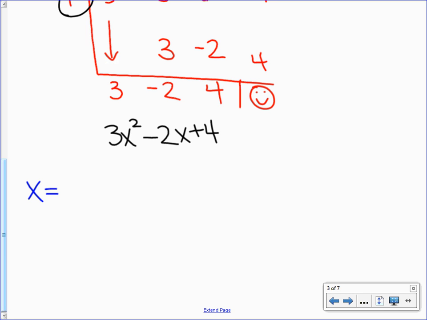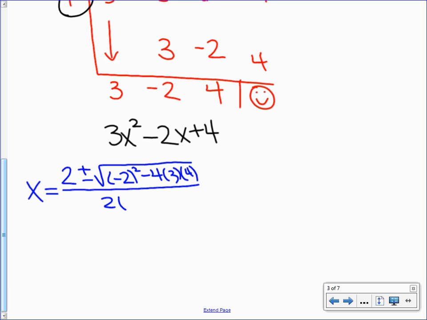X equals negative b plus or minus the square root of b squared minus 4ac all over 2a. All right, so we have 2 plus or minus the square root of what? This is 4 minus what? This is 4 minus 48, so negative 44.